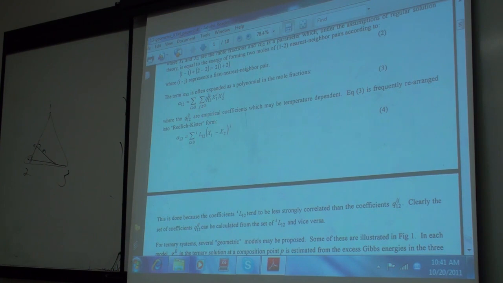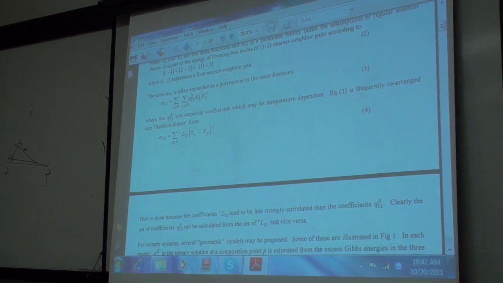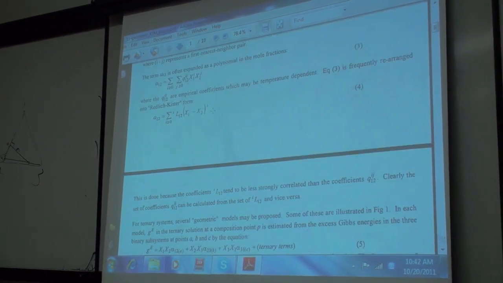So these alphas can be expressed as general polynomials. Q12ij is the notation we're using for the general polynomial, or you can rearrange these into a Redlich-Kister, where the L12 are the Redlich-Kister terms.